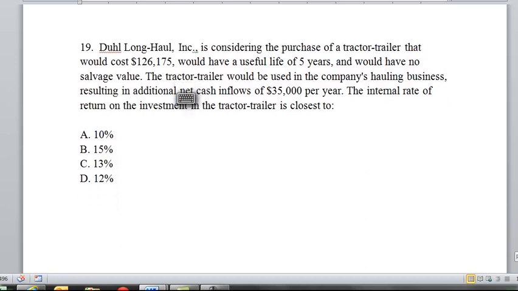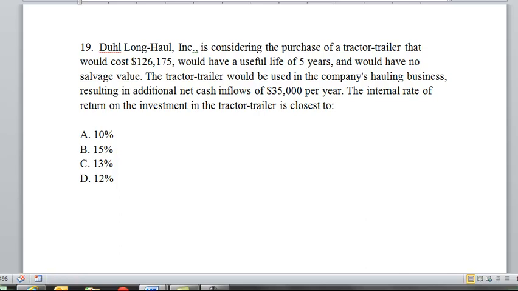Next question, 19. The company is considering the purchase of a tractor trailer that would cost $126,175. Would also have a useful life of 5 years and would have no salvage value. The tractor trailer would be used in the company's hauling business, resulting in additional net cash inflows of $35,000 per year. The internal rate of return on the investment in the tractor trailer is closest to. So, we want to know what the internal rate of return is.